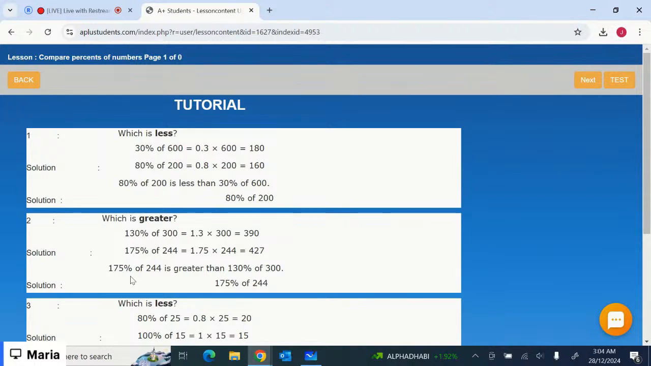So just do calculations. Calculate 30% of 600. You have to multiply 0.3 times 600. That is 180. Then you have 80% of 200. 0.8 times 200. That is 160. So 30% of 600 is 180 and 80% of 200 is 160.